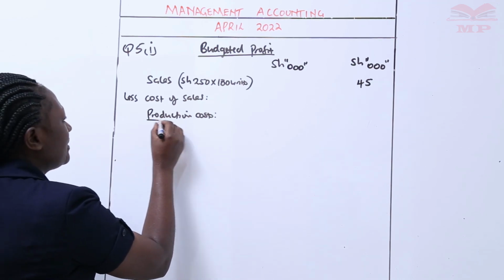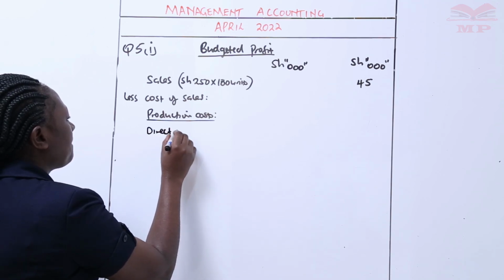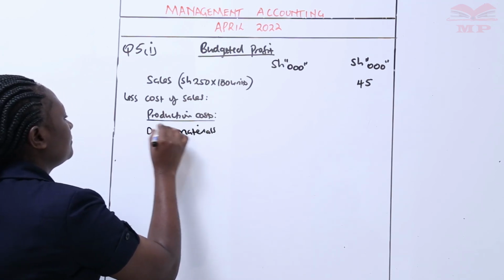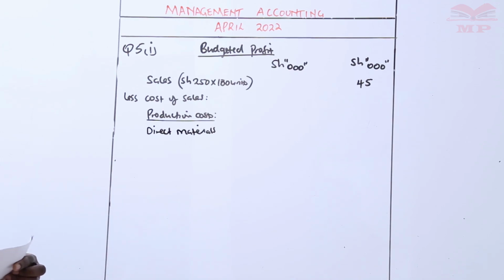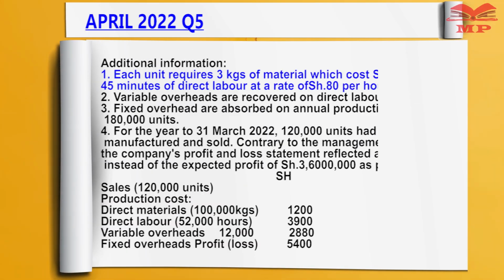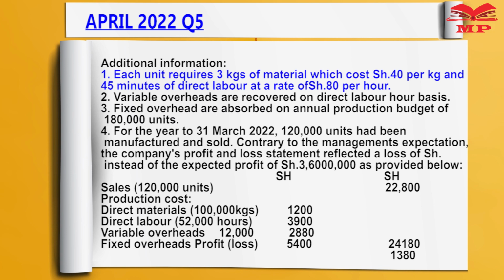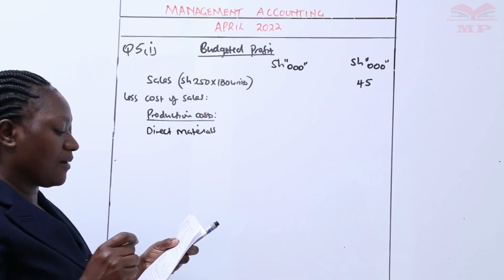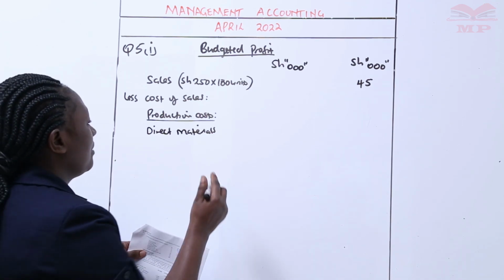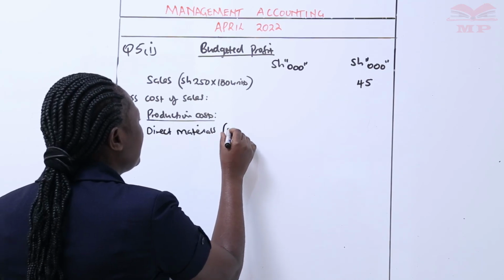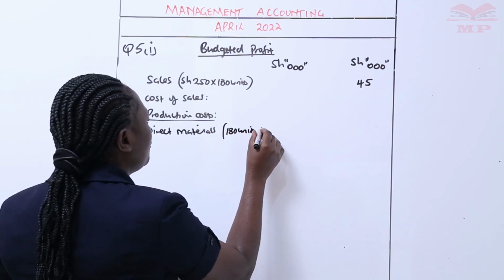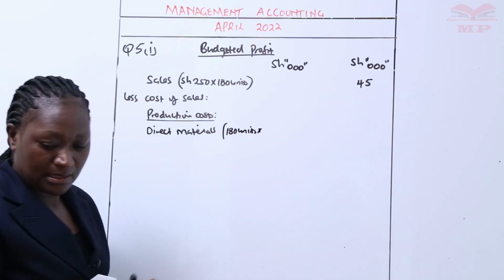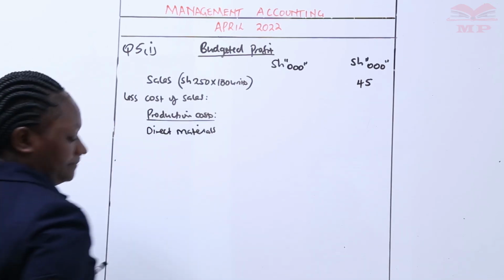So in this case, we will have direct materials. In note number 1, we are told that each unit requires 3 kilograms of material, which costs 40 shillings per kilogram, and 180,000 units were produced. So how do you calculate the amount for materials? We take the number of units produced and multiply, and have separate workings, please.